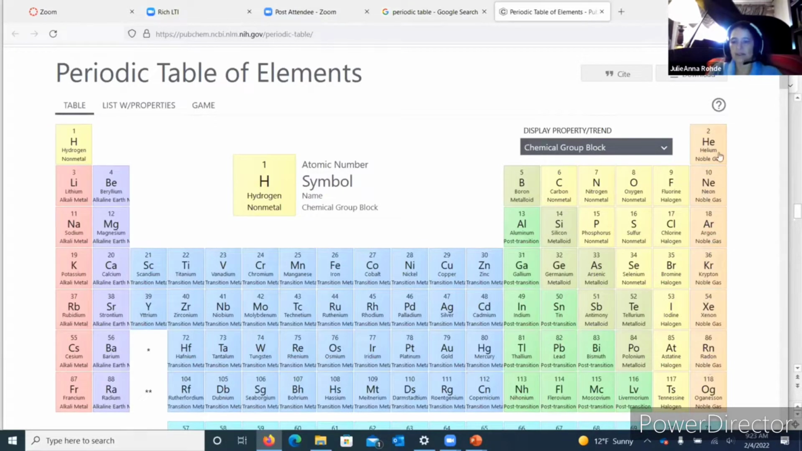8 elements, or not 8, there's 7, but they're in column 8. If you count, we only count these tall columns. This is column 1, column 2, and then jump over here: 3, 4, 5, 6, 7, and 8. And on some periodic tables, you'll see Roman numerals above these. And they usually have the Roman numeral A with it. So 1A, 2A, 3A, 4A, 5A, 6A, 7A, and 8A.